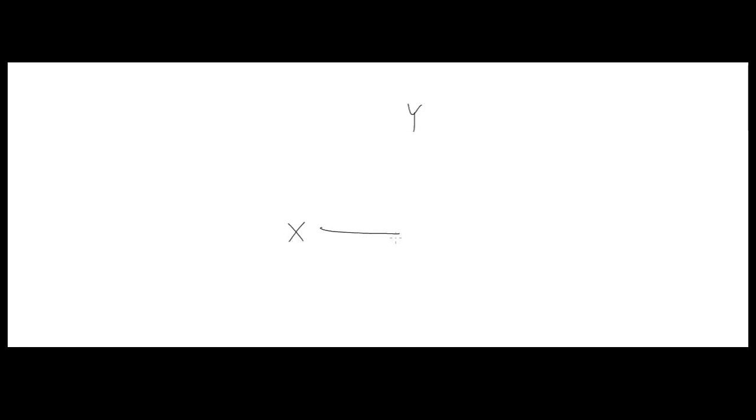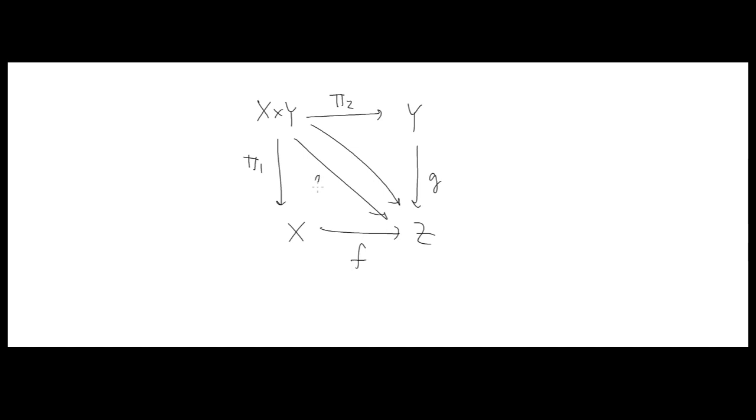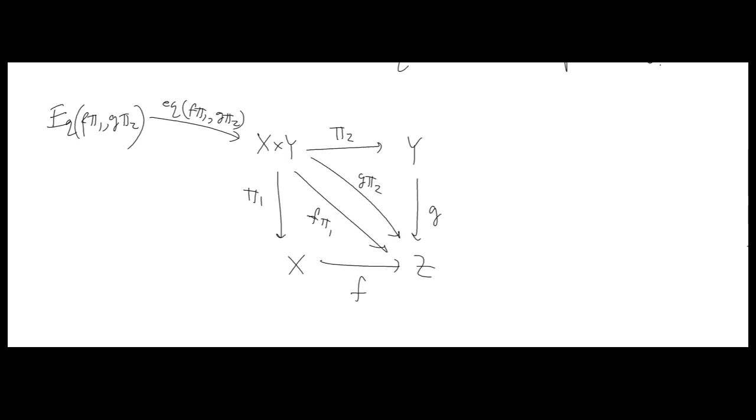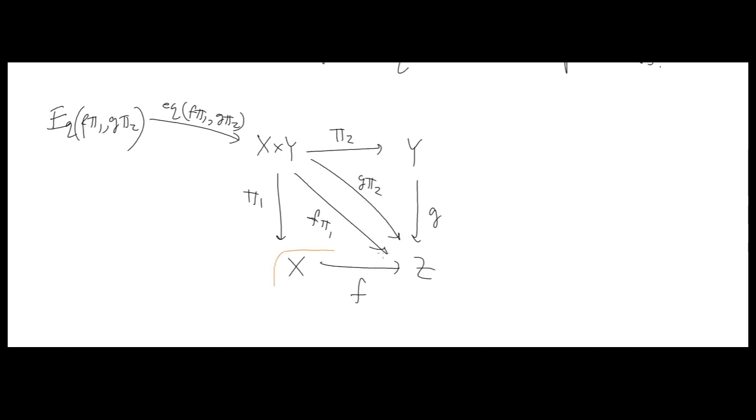So if I have a diagram like this, I could first consider the product of x and y along with the projection maps, and then consider these two composites, f pi 1 and g pi 2, and take their equalizer. So the equalizer of f pi 1 and g pi 2. And the resulting object will have a very interesting universal property relative to the initial wedge type of diagram we started with.